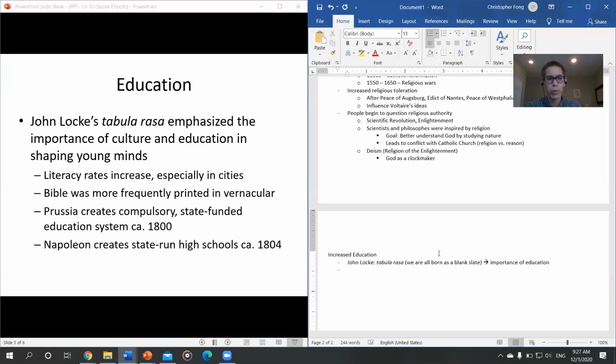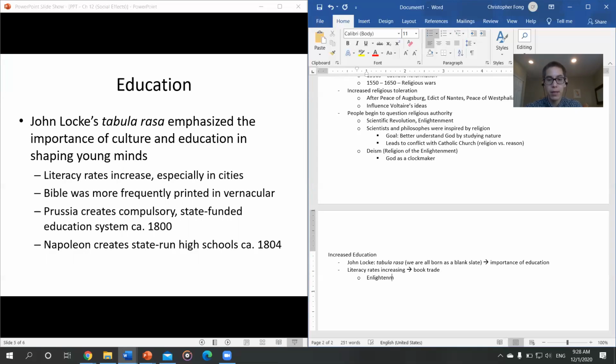And so what do we see here? We see literacy rates increasing. The number of people who can read is increasing. That's going to lead to a huge book trade. The Bible was the most popular book, especially after it was translated into the vernacular by Martin Luther and others. But we also see a huge book trade in the 1700s.